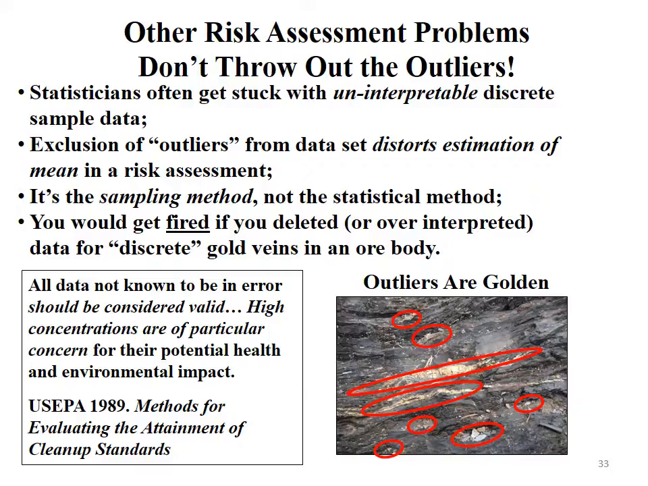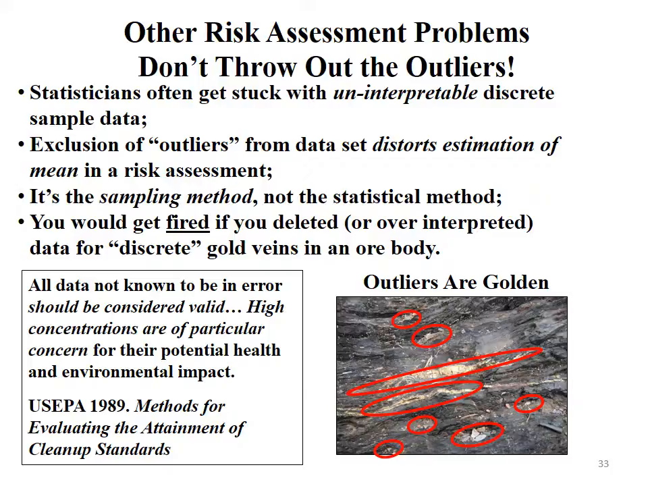If you're reading the quote in the bottom left-hand corner, this is from the EPA 1989 guidance we mentioned before, Methods for Evaluating the Attainment of Cleanup Standards. All data not known to be in error should be considered valid. High concentrations are of particular concern for their potential health and environmental impact. So this same document, at that time, thought discrete samples were representative of areas, which they turned out not to be, which we now know, but they hit the nail on the head when they said you can't toss out data just because it doesn't fit with the other data.